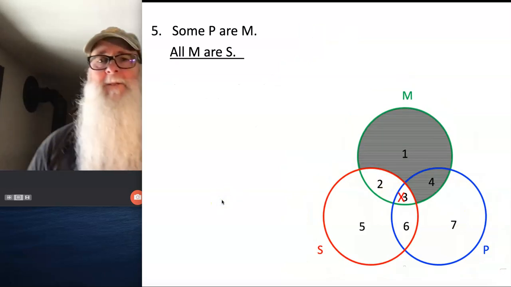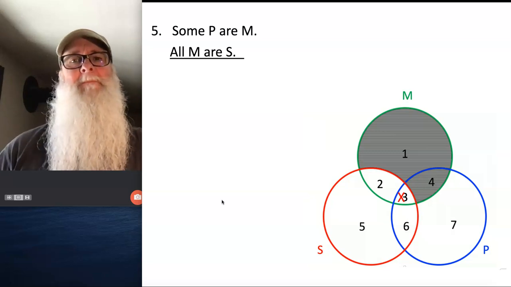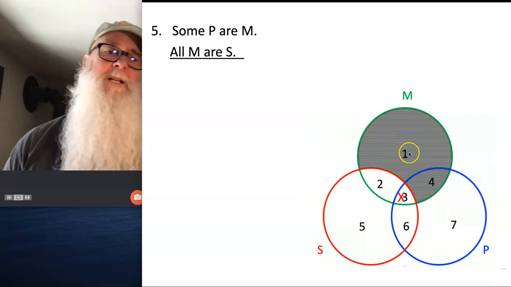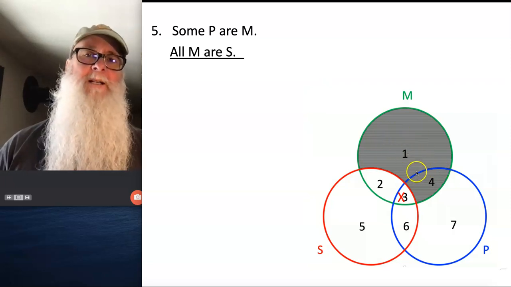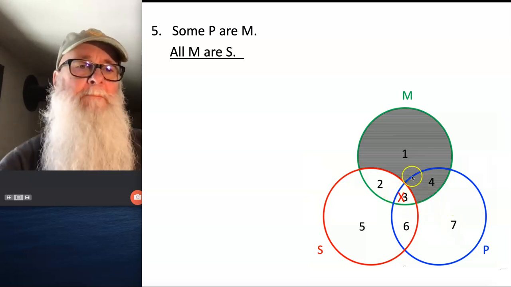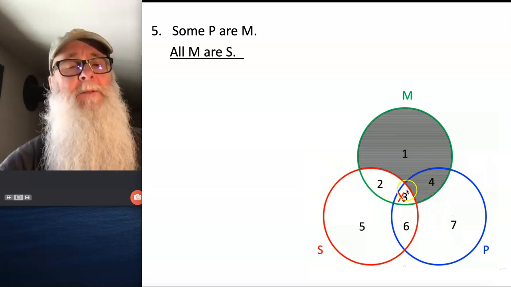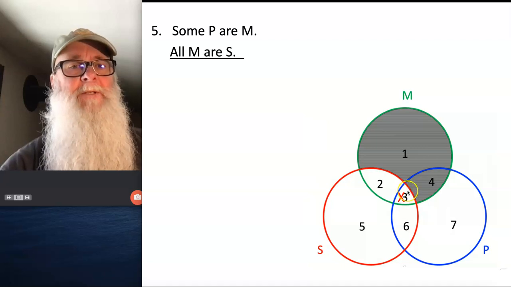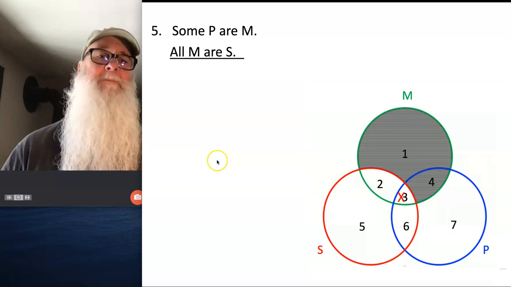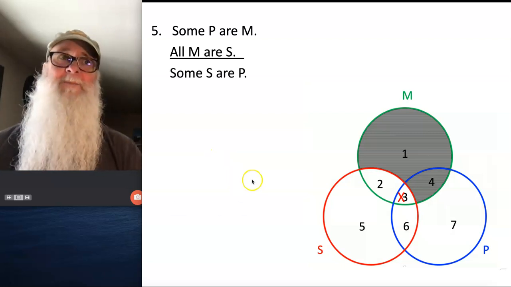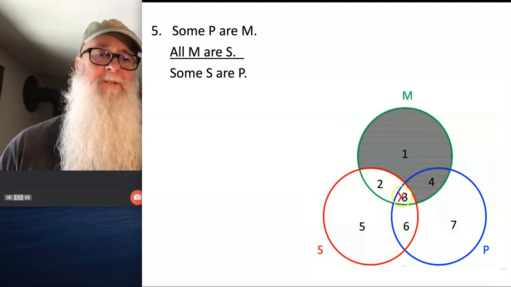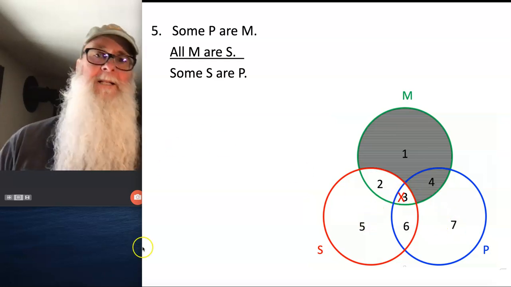Number 5, when we assume that it's true that some P are M and all M are S, we're going to shade in areas 1 and 4 to show all M are S. And then to show some P are M, there's only one area where we can put that X that includes it also in the M circle, and that's in area 3. Do we see any other statement about S and P reflected in this diagram? We sure do. We see that some S are also P because this X right here is in both the red circle and the blue circle.